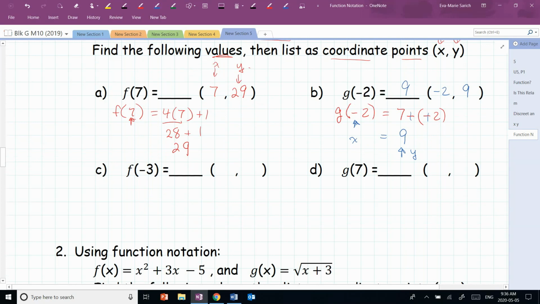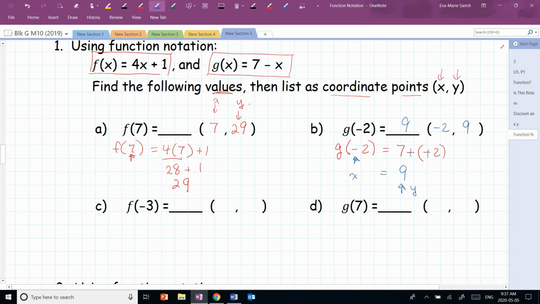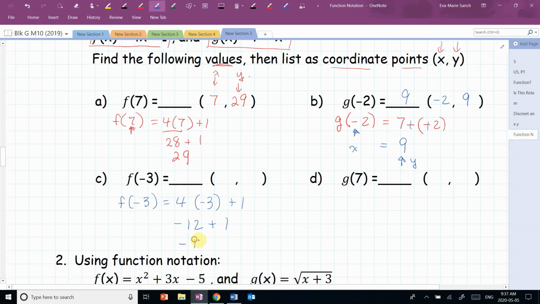Okay, let's try another one. We're going back to the f of x. We're going to go f at -3. So if f is at -3, we're going to substitute in, and we're going to have 4 bracket -3 plus 1. Calculate it. 4 times -3 is -12. Then -12 plus 1 is -11. So f at -3 equals -11. That means the ordered pair, the x is -3 and the y is -11.